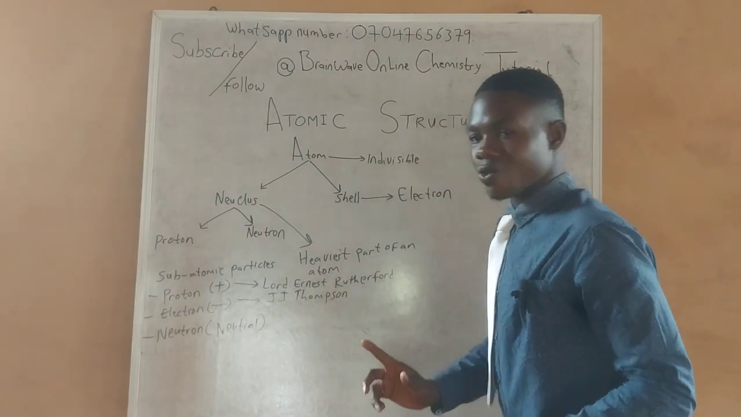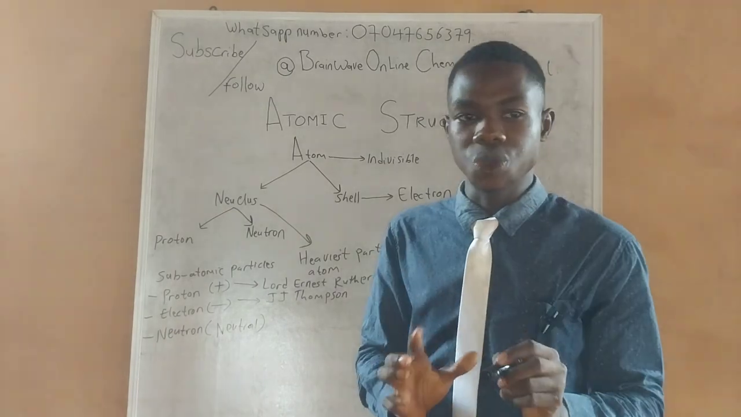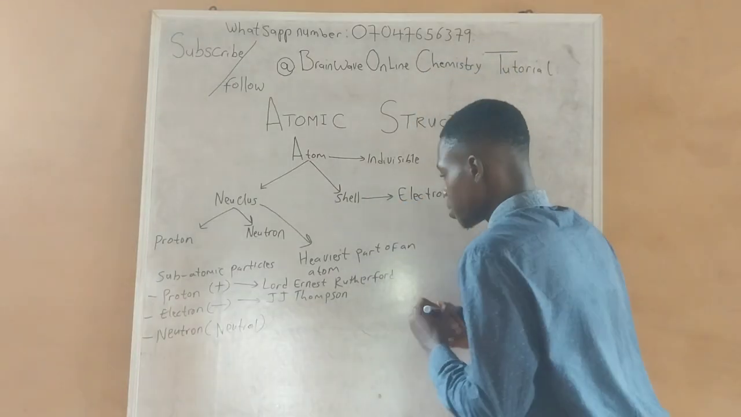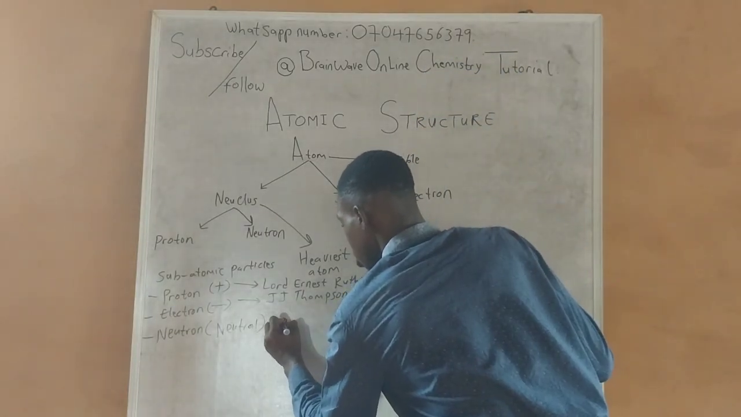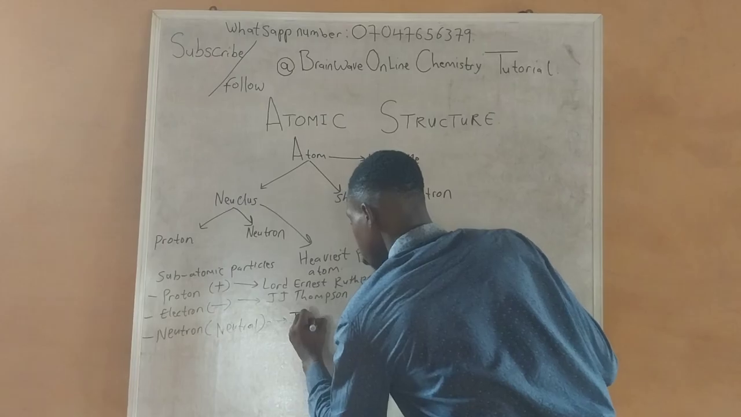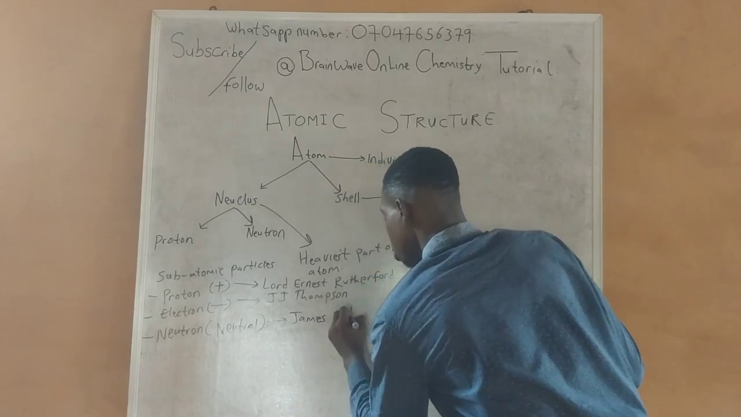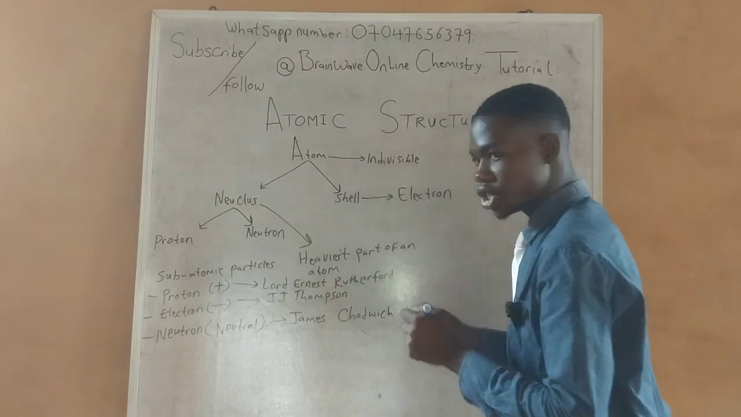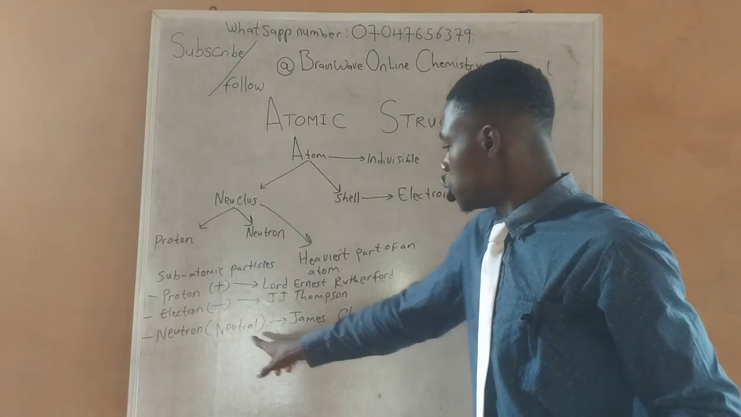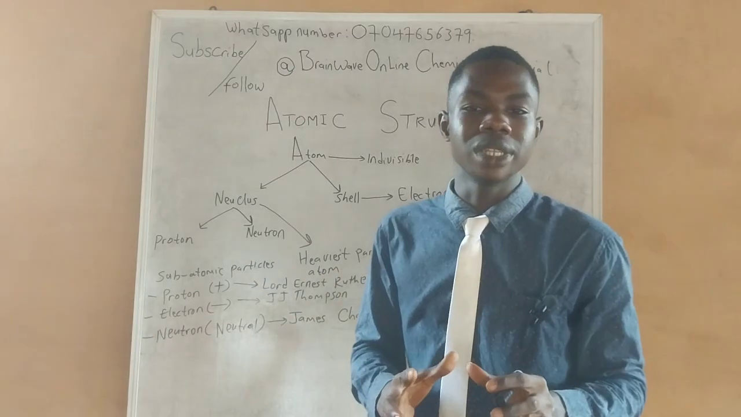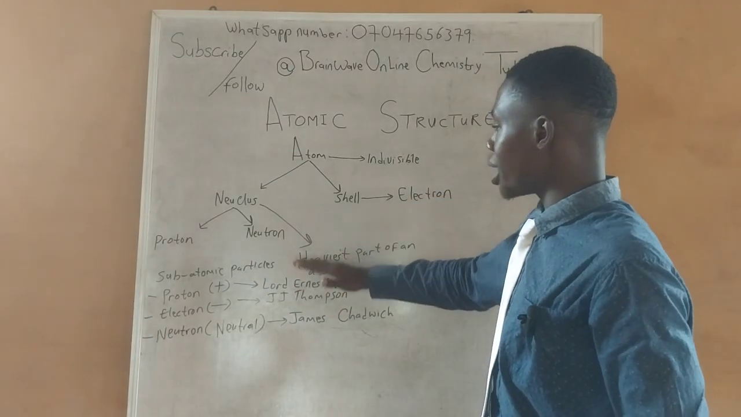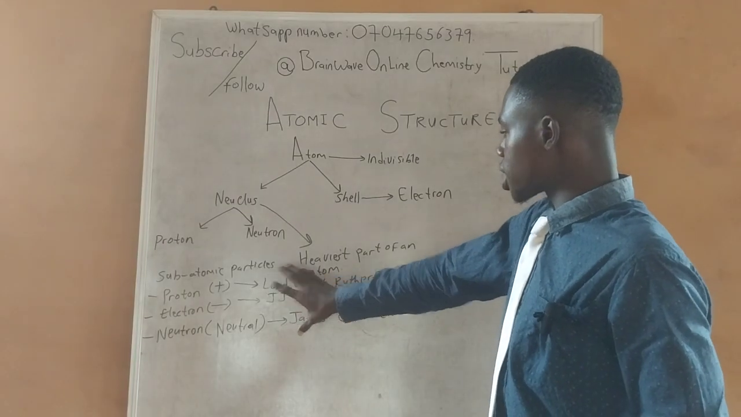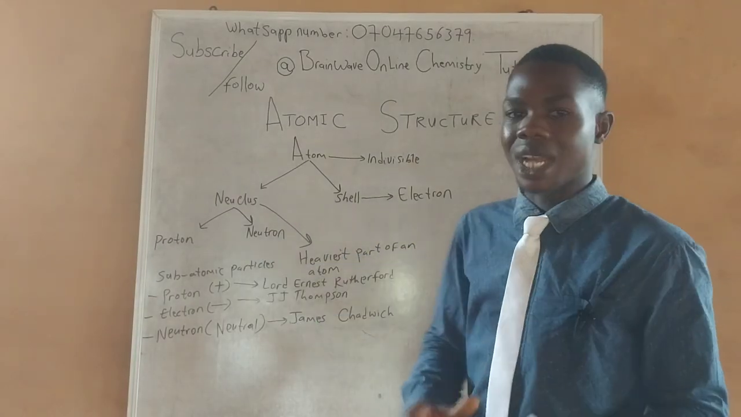Now what about the neutron? The neutron was discovered by James Chadwick. Please take note that the neutron was discovered by James Chadwick. So James Chadwick discovered the neutron of an element. Please, candidates and examiners, take note of all these key parts that I'm introducing to us right now.